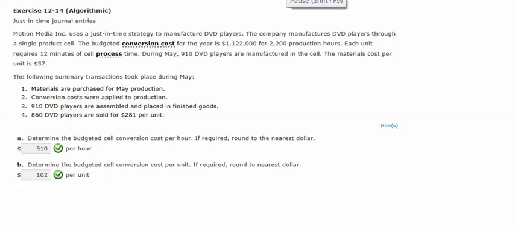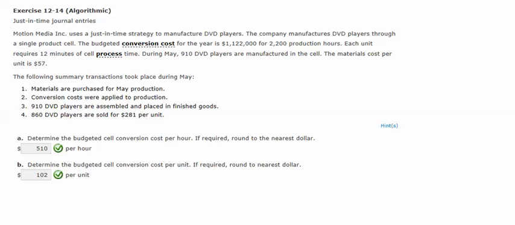This is exercise number 4 for chapter 12. And again, we're dealing with JIT. We're going to look at some journal entries. The first thing that we're going to look at, it says determine the budgeted cell conversion cost per hour, if required, rounded to the nearest dollar. So conversion cost per hour, and then it's going to ask me to determine the budgeted cell conversion cost per unit, if required, round.